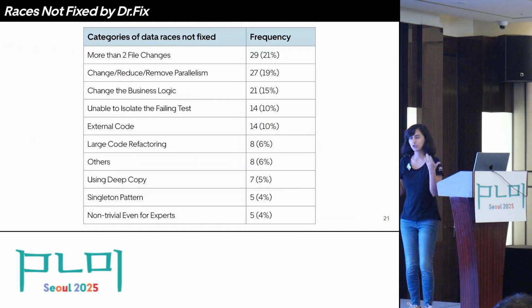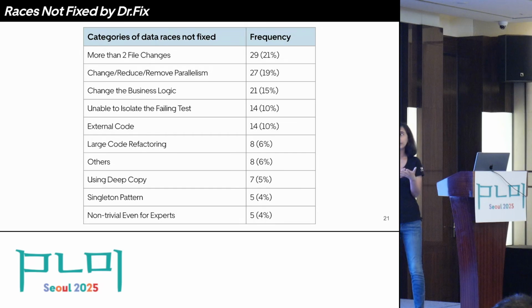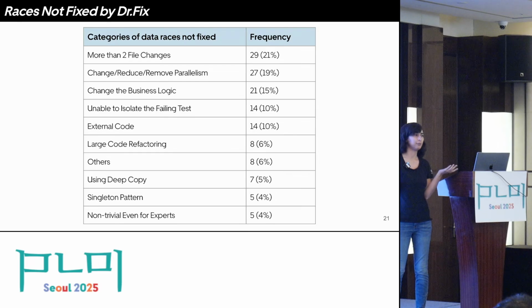So the next question that comes to mind is, what are the other categories of races that Dr.Fix was not able to fix? We manually looked into some of these past bugs that developers have been able to fix manually, but the tool was not. And one of the top categories was fixes that required more than one file change, or changing or reducing parallelism, or changing the business logic.